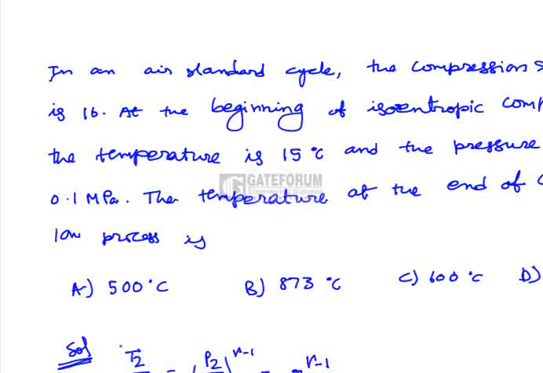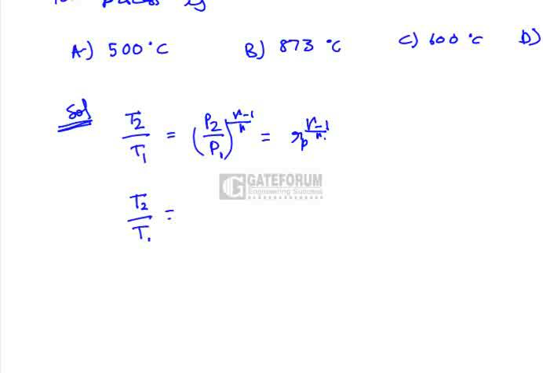Coming to the solution, in an isentropic compression process, the ratio of final temperature to initial temperature is given by the ratio of final pressure to initial pressure power of gamma minus 1 by gamma, or Rp power of gamma minus 1 by gamma. We have another equation, that is T2 by T1 is also equal to V1 by V2 whole power of gamma minus 1. V1 by V2 gives the compression ratio, that is R power of gamma minus 1.